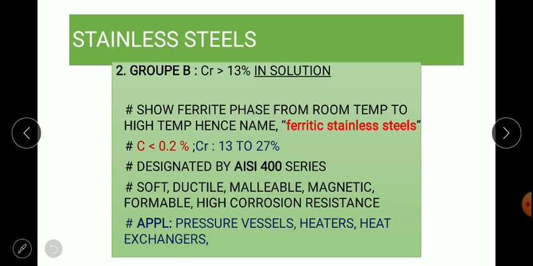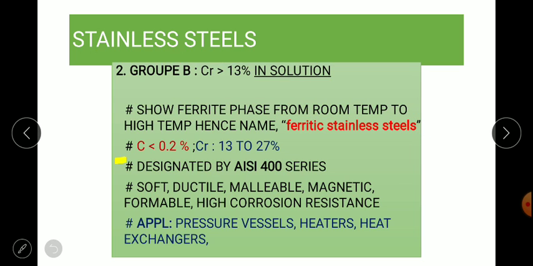Next type of stainless steel we have is group B type. What is group B? Whenever chromium percentage is added greater than 13%, we call this steel group B type of stainless steel, which is formed by showing ferrite phases from room temperature to high temperature. That's why it is also called ferritic stainless steel.